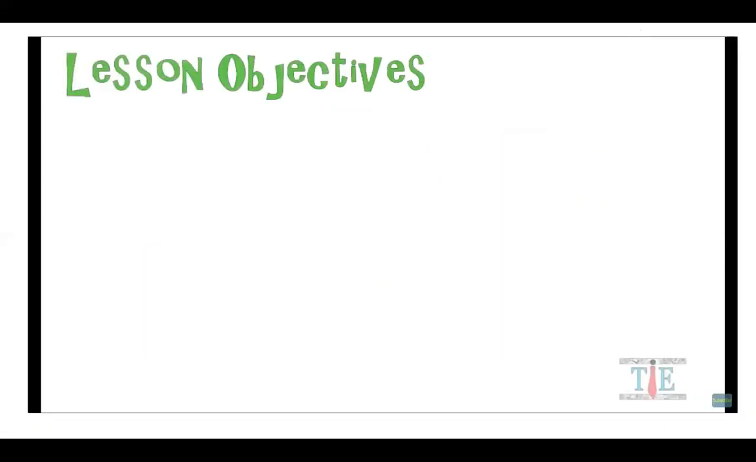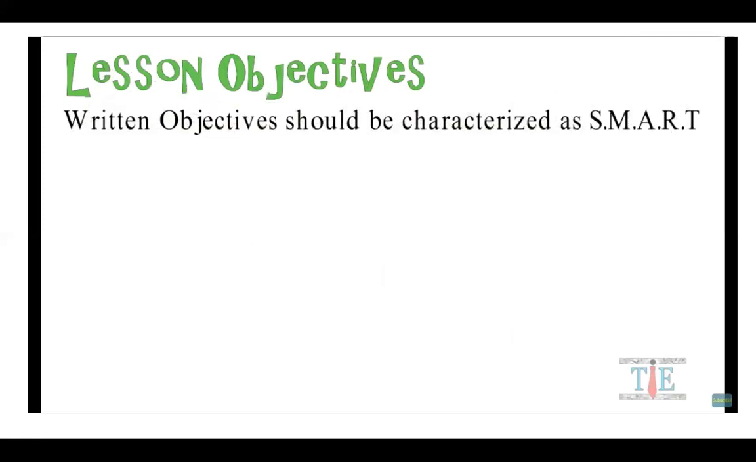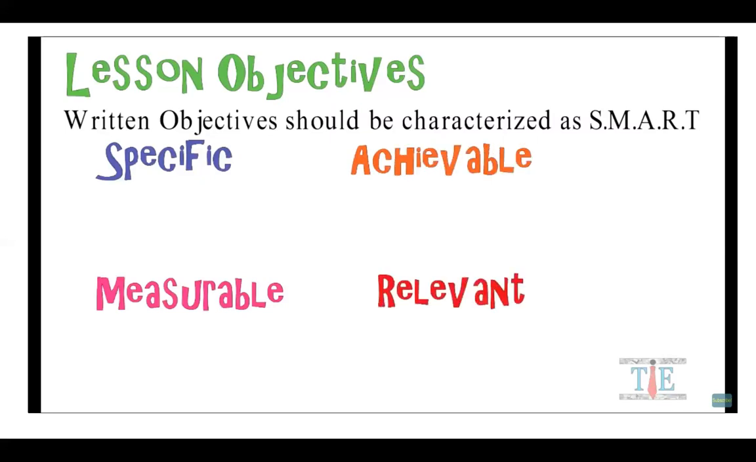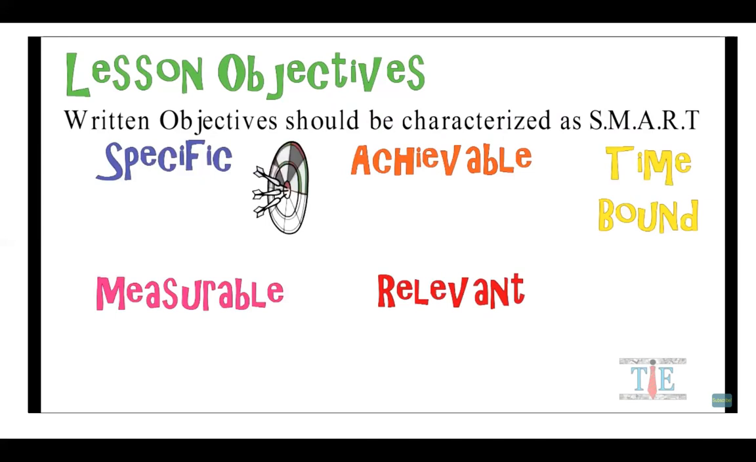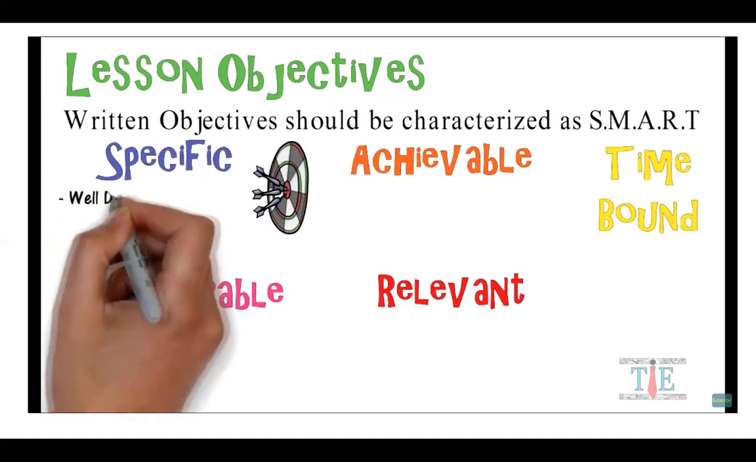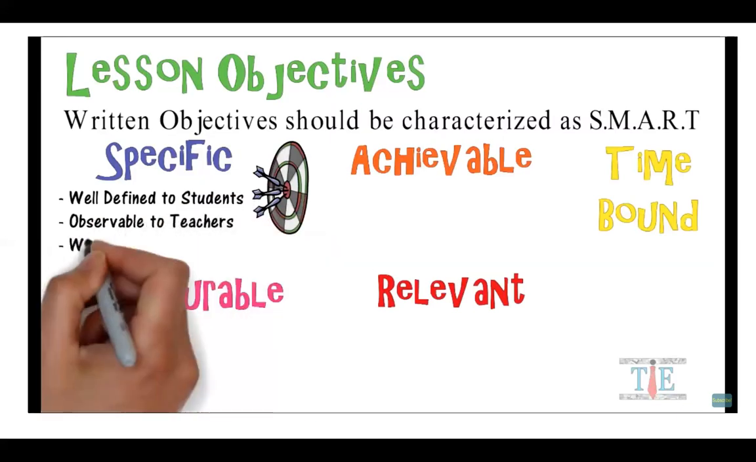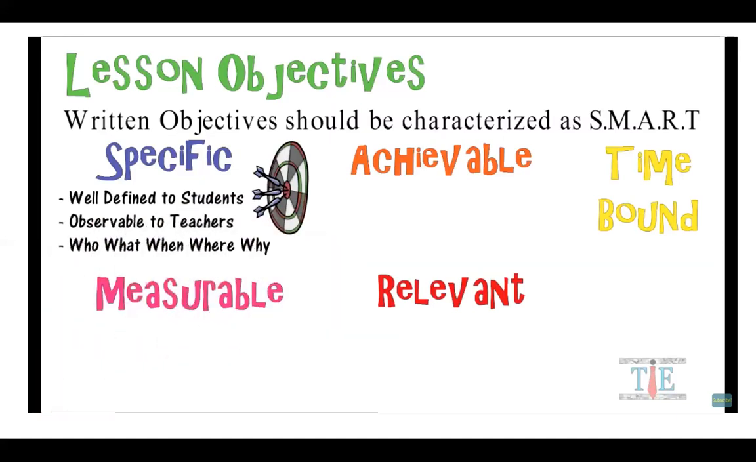Hello and welcome to Teachings and Education, Writing Lesson Objectives. Written objectives should be characterized as SMART. S stands for specific, M stands for measurable, A stands for achievable, R relevant, and T time bound. First, specific. It's important to narrow in on what it is exactly you want your students to do. Objectives should be well defined to students, observable to teachers, and describe the who, what, when, where, and why of the lesson.